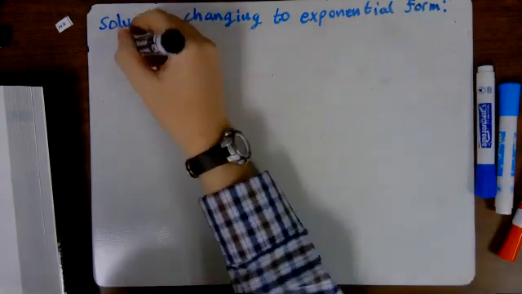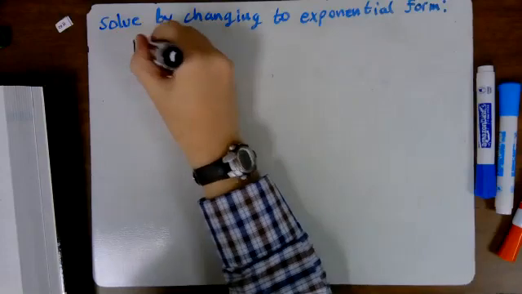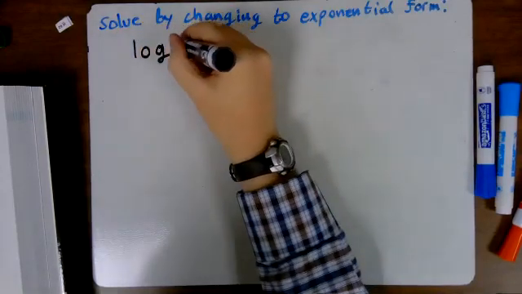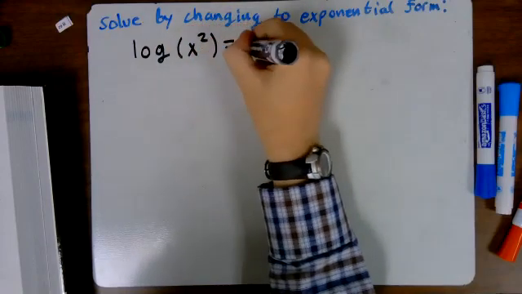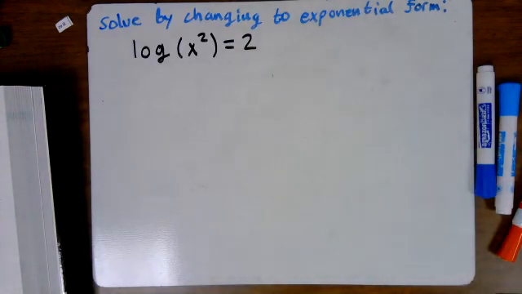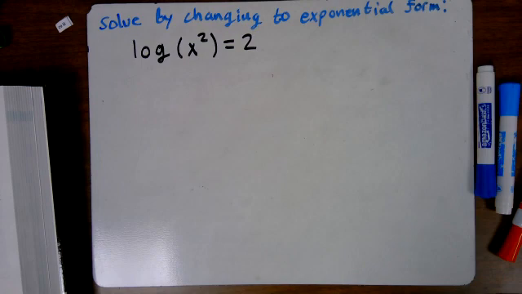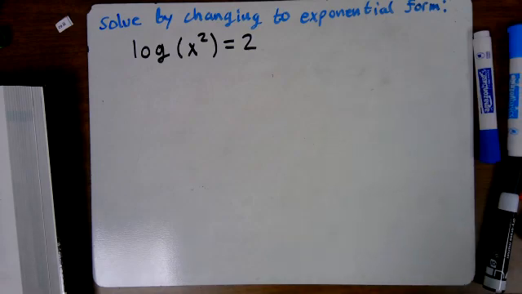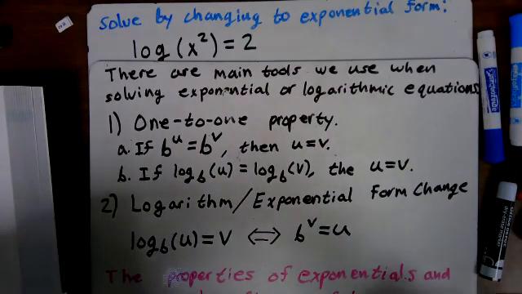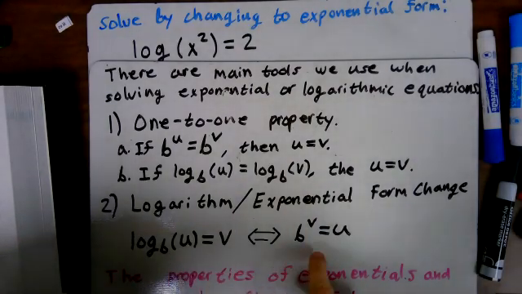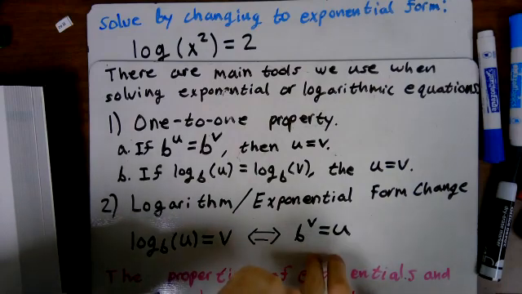I would like you to change, or let's go ahead and solve log of x squared equals 2 by changing its form. Okay, so let's take a look here. The trick is to change it over to an exponential form.